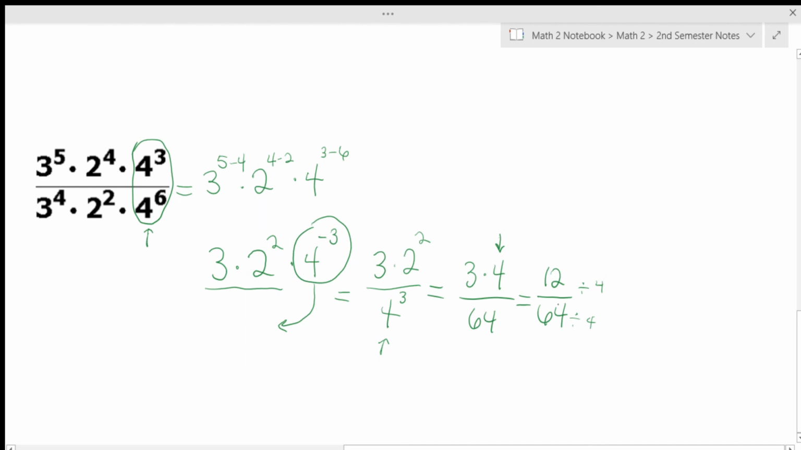But you could also just play around with it on a calculator, see what goes into it, or you could start with 2. You know that 2 goes into both of them because they're even. 12 divided by 4 is 3. 64 divided by 4 is 16. So we end up with 3 over 16, which cannot reduce any further. So that is our fully simplified form.